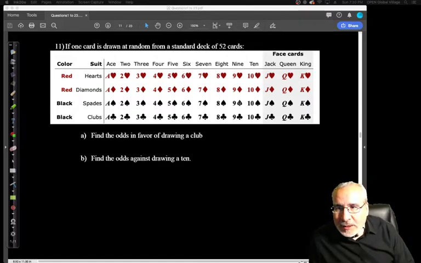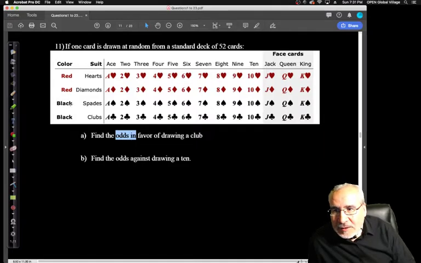We've got this one here, and we've got this picture of the 52 cards because, you know, not everyone has experience with cards. So these are what a deck of cards looks like. This is 13 in each suit, 4 suits of 13. 4 times 13 is 52. So find the odds in favor.